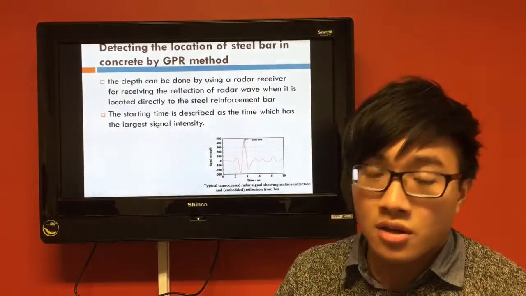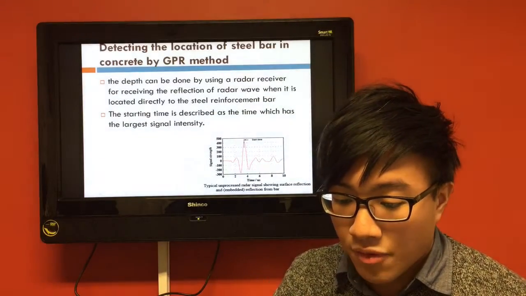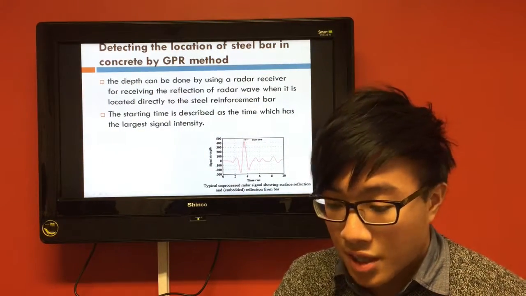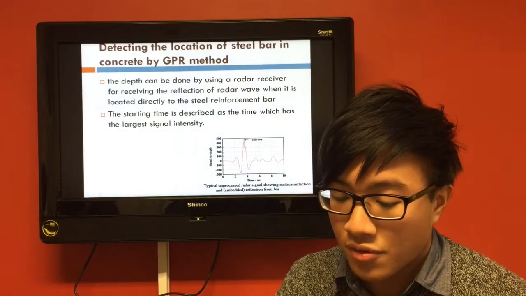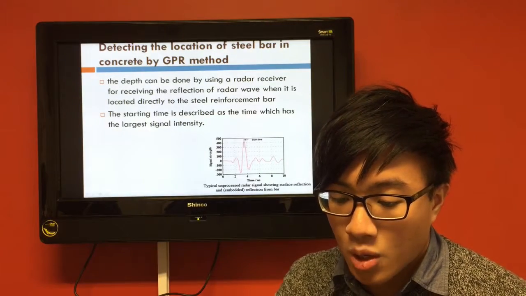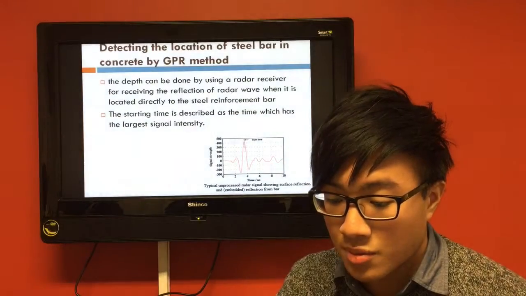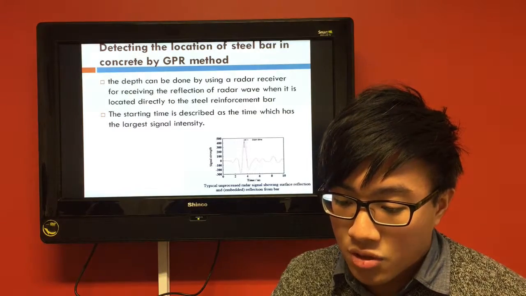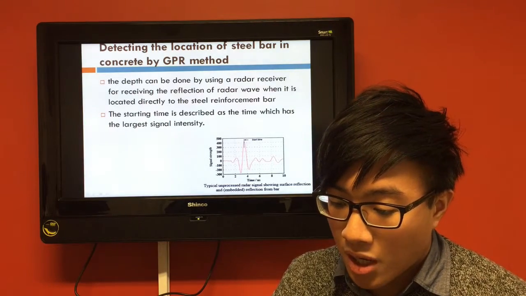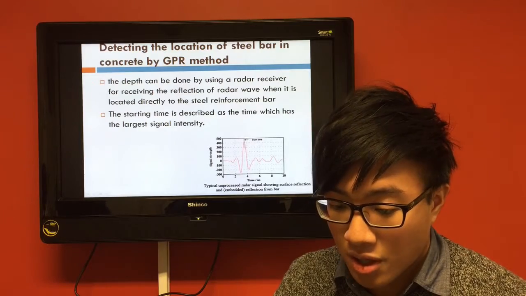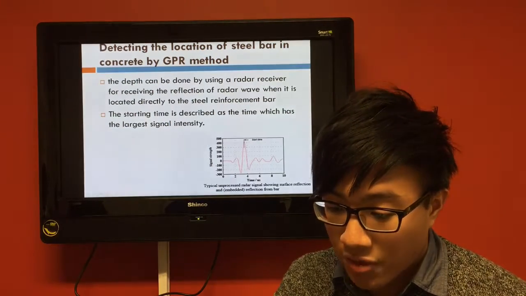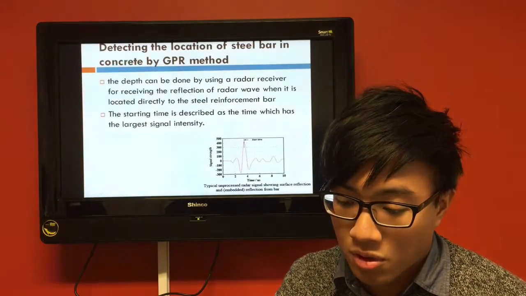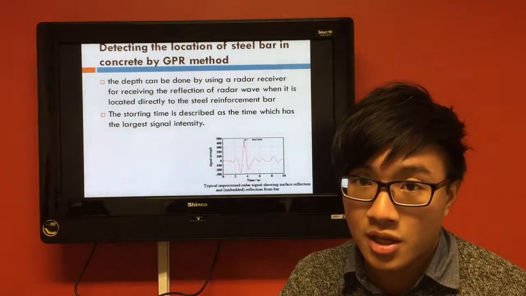After identifying the lateral location of the bar, the depth from the concrete surface to the steel reinforcement bar is required to be identified. This can be done by using a radar receiver to receive the reflection of the radar wave when it is located directly over the steel reinforcement bar. The starting time is described as the time which has the largest signal intensity, and by analyzing the difference between the apex of the hyperbolic pattern which has positive polarity and the starting time, the depth from the concrete surface to the steel reinforcement bar can be identified.